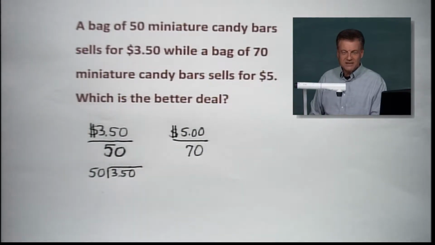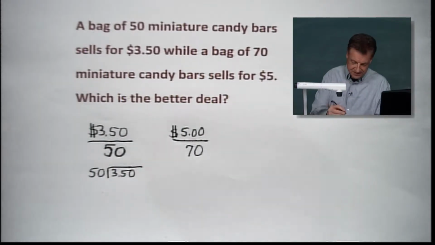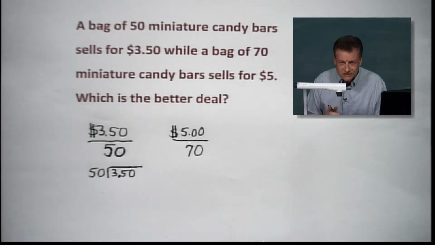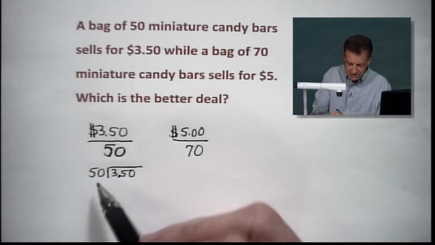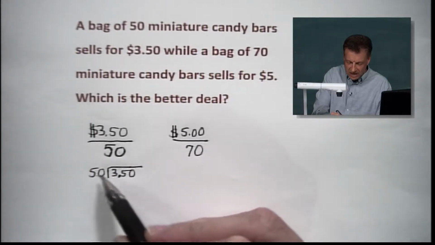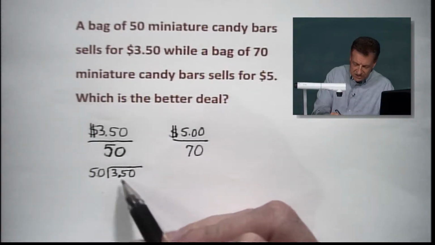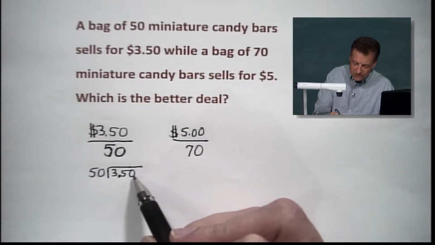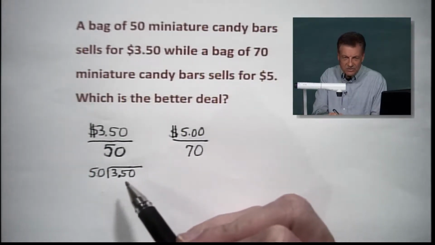Because we want to make sure we get that decimal point in the right place. Right now, it's sitting there between the 3 and the 5. It's not going to move. But I'm going to tell you something about this. 50, it won't go into 30, that's for sure. It won't even go into 35. So we're going to have to look at it going into 350, all right?